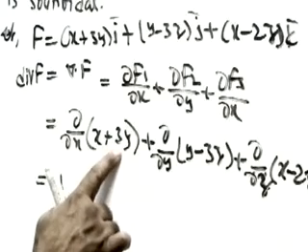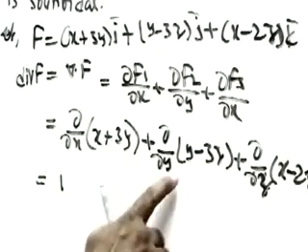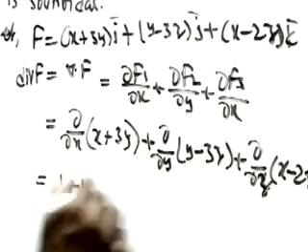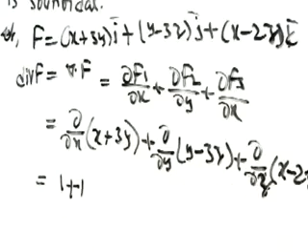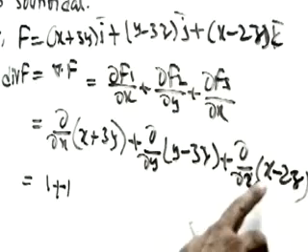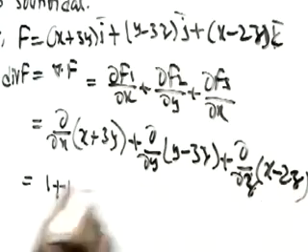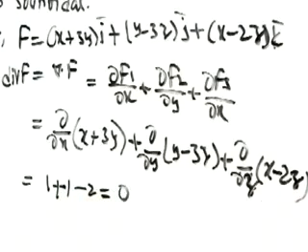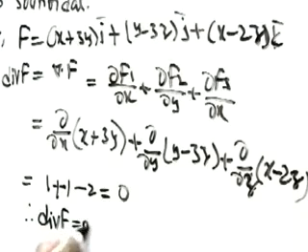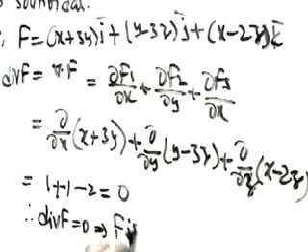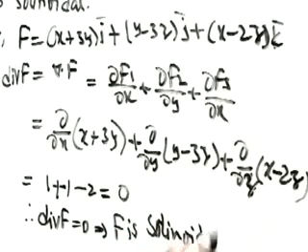d by dx of x is 1. Differentiation partial with respect to x, we don't have x here, so 0. d by dy of y is 1. This is constant, 0. Now dou by dou z with respect to z, this is 0, z is 1, 1 into minus 2 is minus 2. So 1 plus 1 is 2, 2 minus 2 is 0. Therefore divergence f equals 0 implies f is solenoidal.